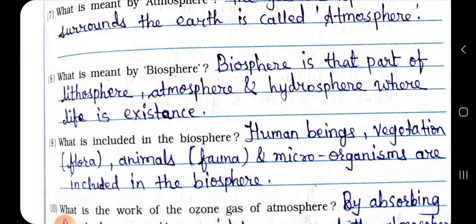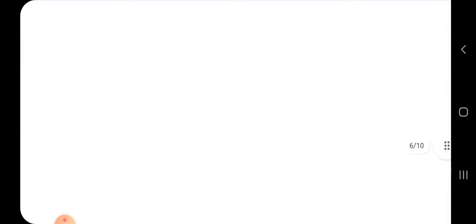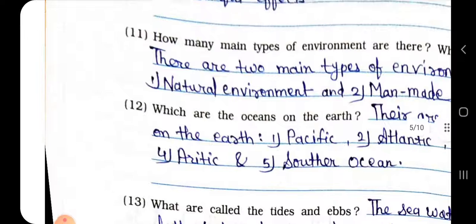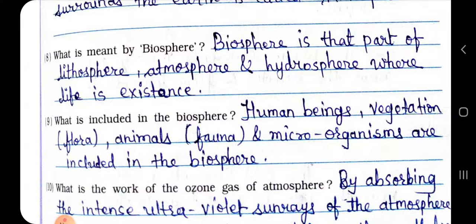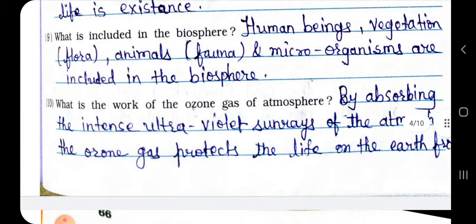What is meant by biosphere? Biosphere is that part of the lithosphere, atmosphere and hydrosphere where life exists. What is included in the biosphere? Human beings, vegetation meaning flora, animals meaning fauna, and microorganisms are included in the biosphere.